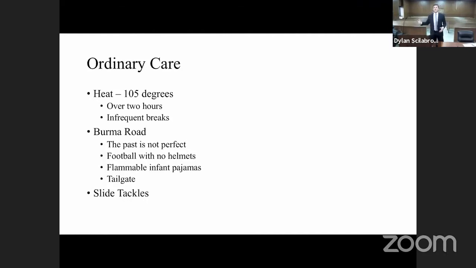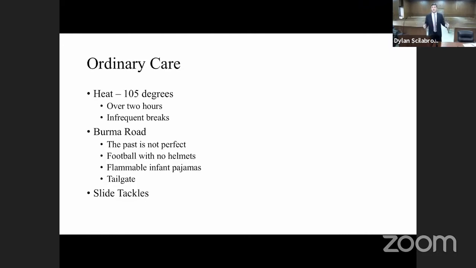Now, what would have been exercising ordinary care is waiting until later in the afternoon when it cooled off, when the games are actually played, to keep the players safe, to keep them hydrated, to keep this from happening. And while they were practicing in 105 degree heat, it wasn't just a short practice where they did it for 30 minutes and went on home. They practiced for 2 to 3 hours in that 105 degree heat.